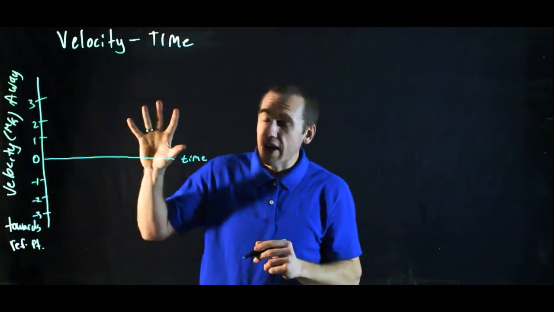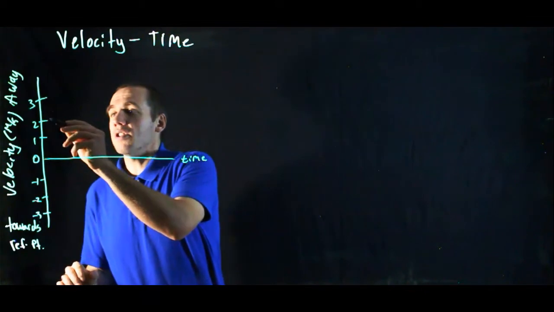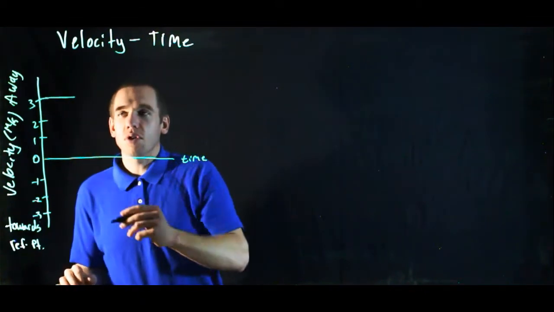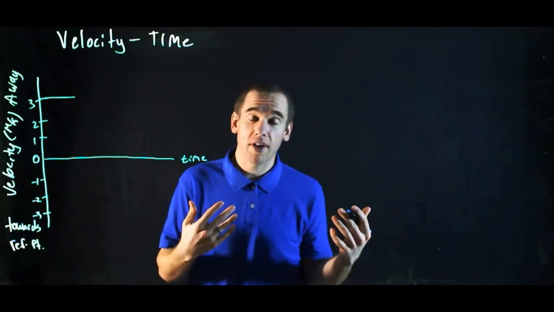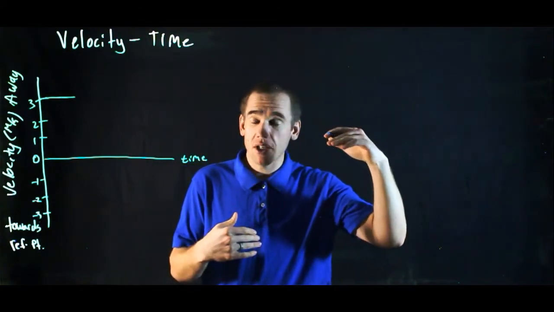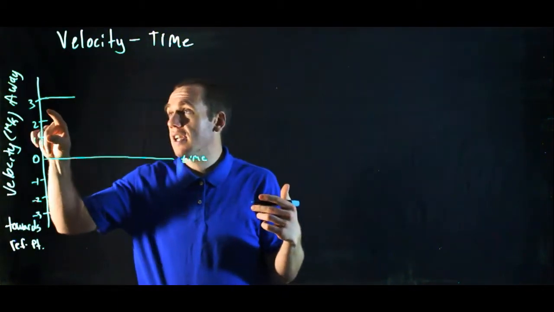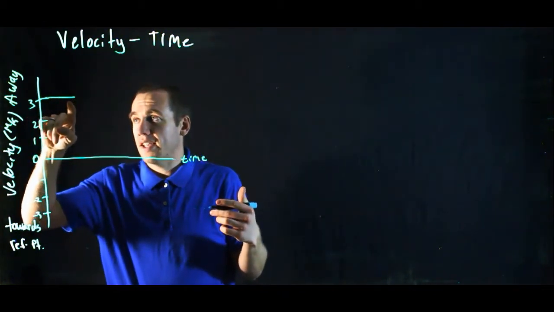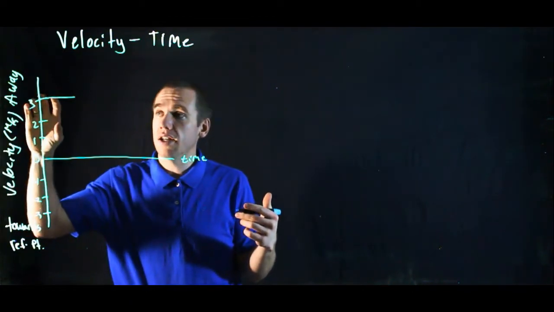Now, for now, we're only going to look at velocity time graphs that have horizontal lines. And these horizontal lines are different than the horizontal lines that appear on a position time graph. On a position time graph, a horizontal line meant we're in the same position. That position never changes, and so we're not moving. But on a velocity time graph, this horizontal line says, I have a constant velocity. It's not a constant position, it's a constant velocity.